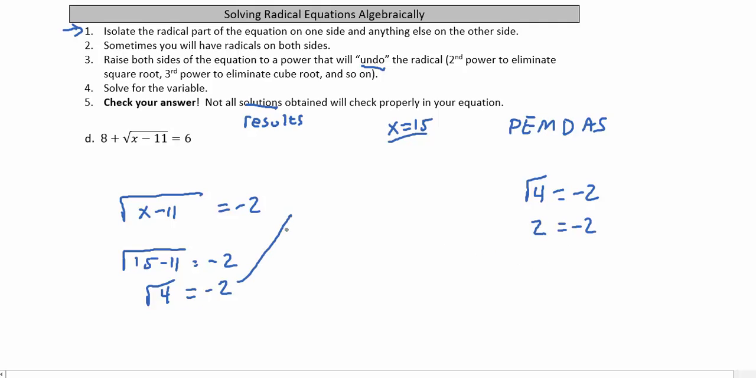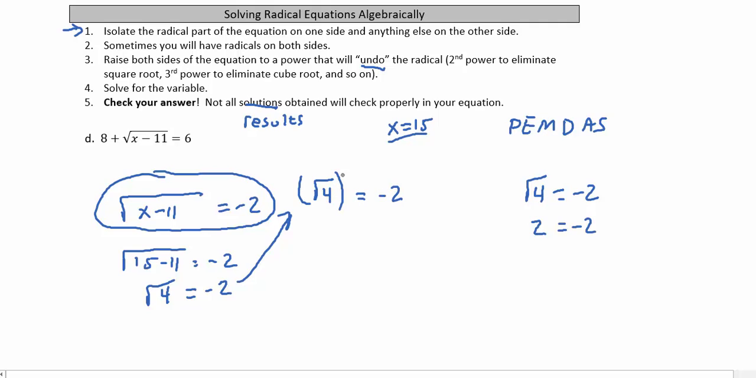But if you remember the very next step that we did when we had this a few minutes ago in the video, the very next step was to square both sides. So for that x value of 15, we actually were taking this statement down here and squaring both sides. And when you do that, this is what happens.